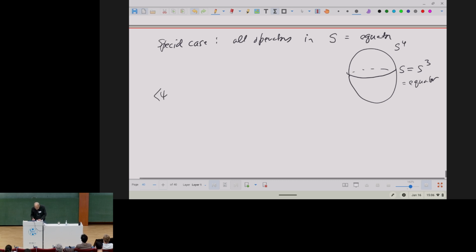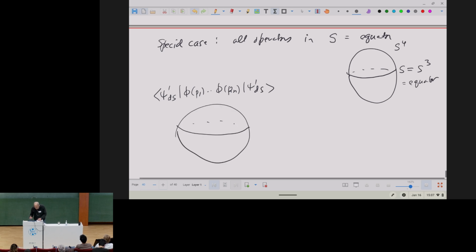So what I've called the expectation in psi prime ds, whether the operators are in the equator or not, is what I'm formally calling a correlation function in the state psi prime ds: the expectation of a product of operators computed on the sphere. But if the points happen to be in the equator, the picture looks like this. We're inserting a bunch of operators at points on the equator.